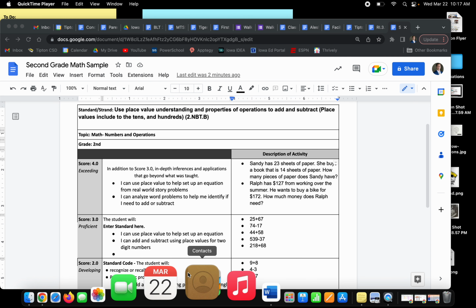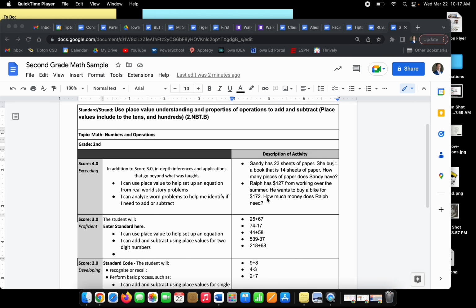So one of the things that I did, it's probably easier for my brain to think about this as a math example first. If I have a second grade math standard, one of the standards is using place value and understanding properties of operations to add and subtract, using place values including tens and hundreds.